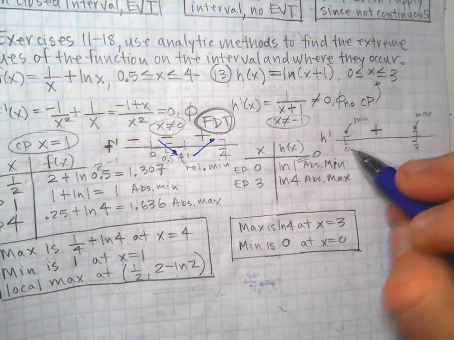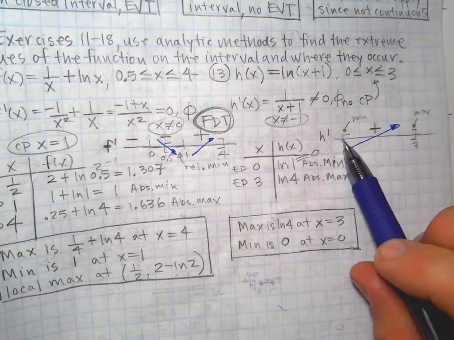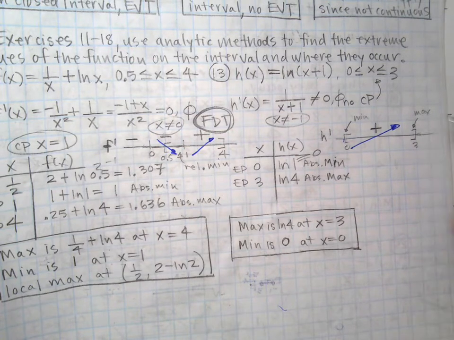Now here, this one's going up the whole time, so we could actually use this to say, okay, well, that's got to be the absolute min, and that has to be the absolute max because it's increasing the whole time.